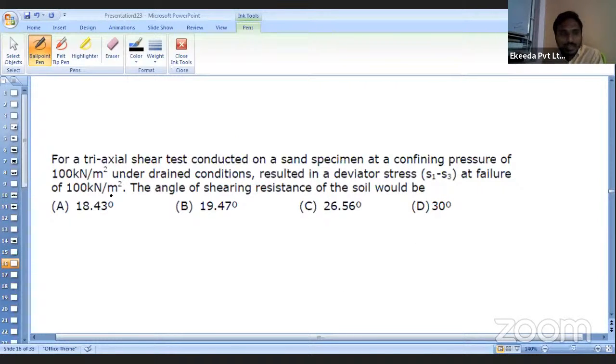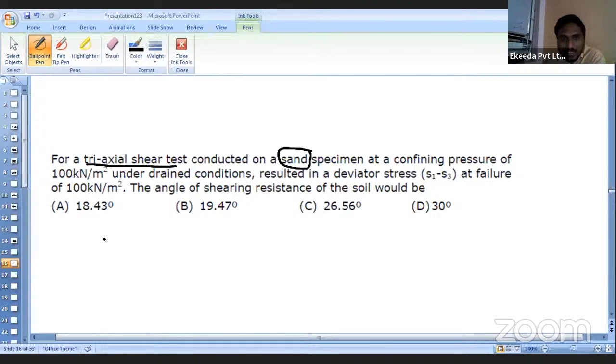Now let us discuss one more problem. So what is the given data? Again, they have given a triaxial shear test. For a triaxial shear test conducted on a sand specimen, the test is conducted at a confining pressure of 100 kilonewton per meter square under drained condition. So this is under drained condition, remember, resulting in a deviator stress at failure of 100 kilonewtons per meter square. And what are they asking? They're asking what the angle of shearing resistance of the soil would be.